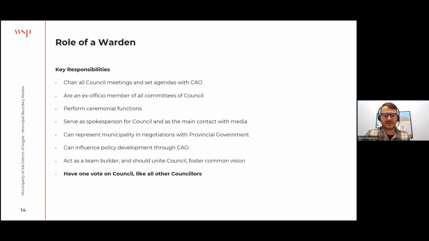So the warden is a councillor, but they have other responsibilities as well. So they're the chair of the meetings. They're kind of an ex officio member of all committees of council. They do things like ceremonial functions or spokesperson on behalf of council and conversations with the media. They also may be involved in negotiations or representations with other governments, provincial, federal, and they're kind of a team leader and a team builder. But because they are a councillor, as well as being a warden, they have one vote on council, so similar to everyone else.